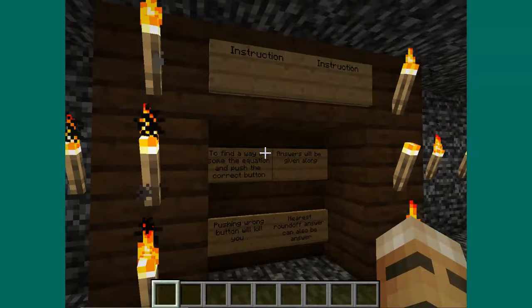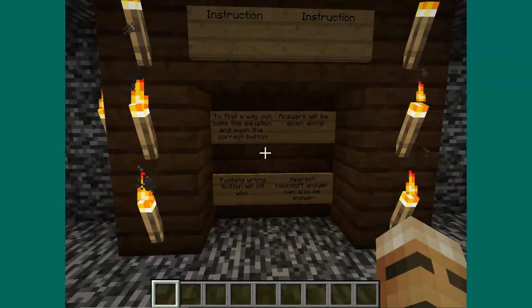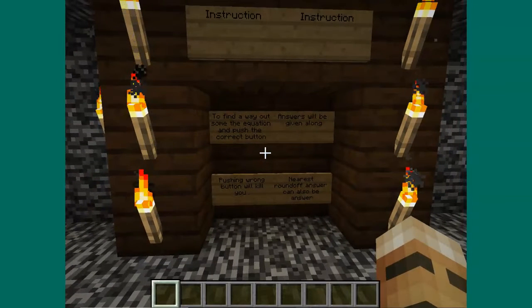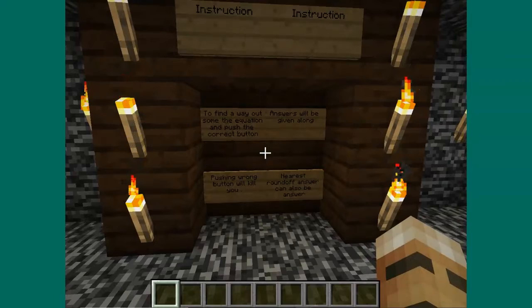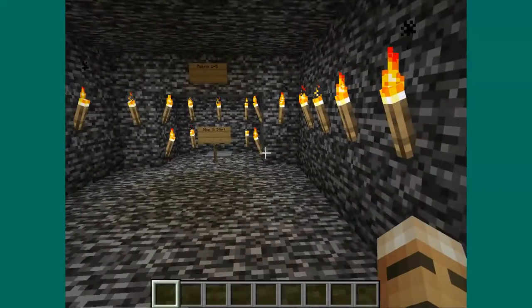Instructions. To find a way out, sum the equation and push the correct button. Answer will be given along. Pushing the wrong button will kill you. Nearest round-off answer can also be the answer. Okay.